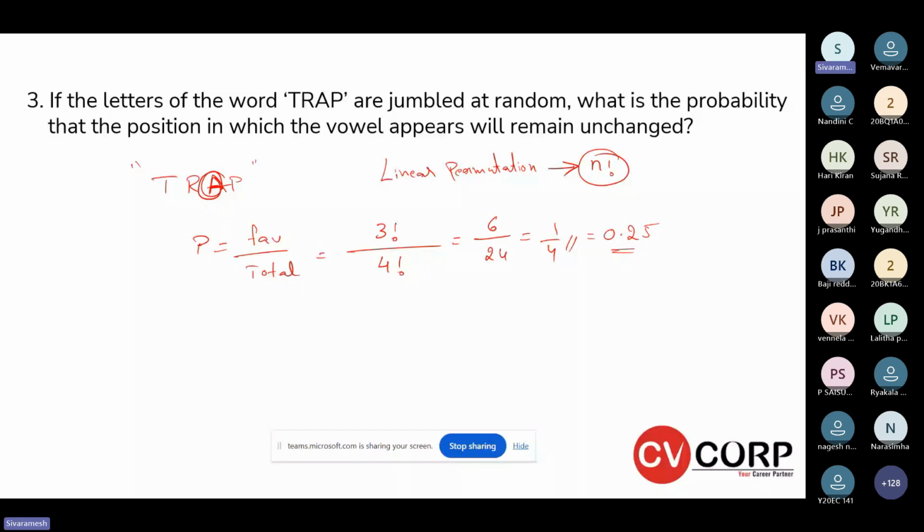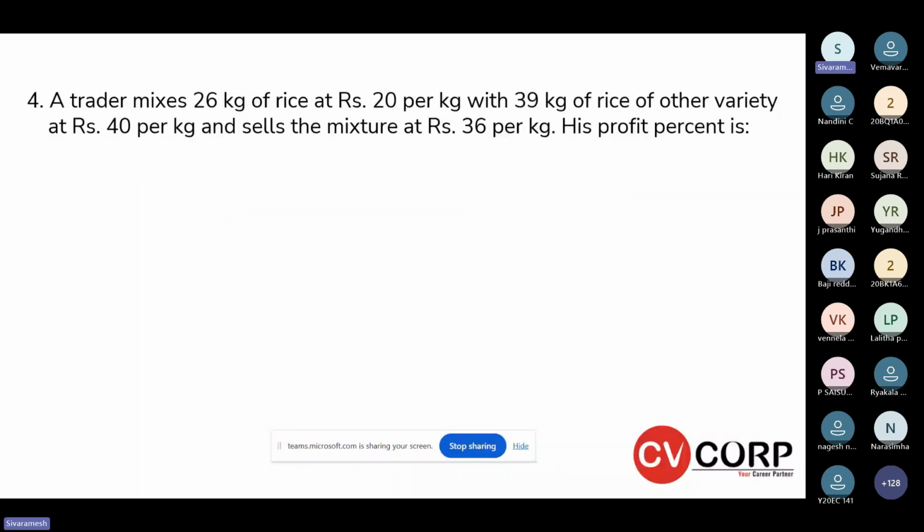Let's go for the next one. This is a question which belongs to the mixtures and alligations concept. Let's go with the question. A trader mixes 26 kg of rice at 20 rupees per kg with 39 kg of rice at 40 rupees per kg.